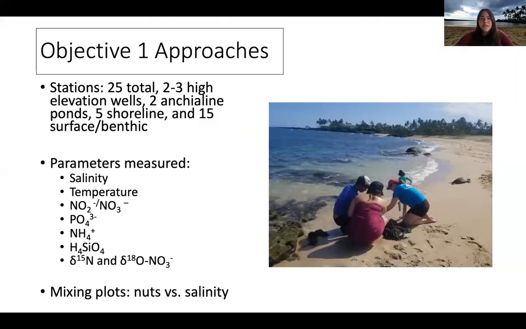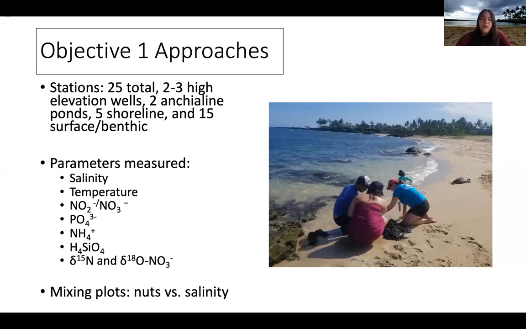So how we approached this in this study is we had 25 stations total that were sampled 2 times. Starting from the high elevation groundwater wells, we had 2 to 3 of those stations, 2 anchialine pond stations, 5 shoreline stations, and 15 surface and benthic stations. And water samples were collected at all of these.